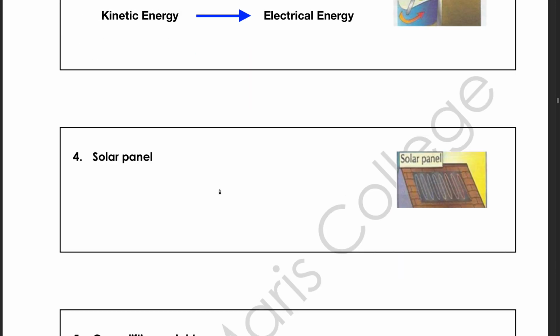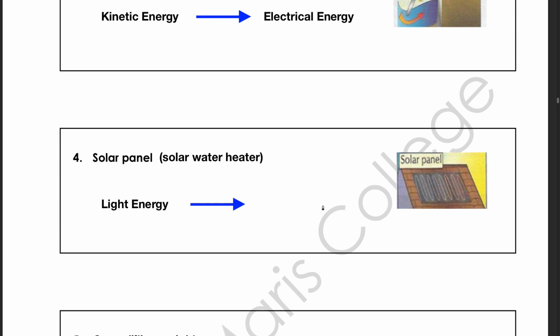Number 4. A solar panel. Now, to make sure we don't mix this up with number 1, which was that of a solar cell, we're going to refer to this as a solar water heater. Now, what does a solar water heater do? It uses the sun's rays to heat up our water. If it's going to start from the sun's rays, it has to be light energy. And since at the end we will get hot water, then the final form of energy is going to be heat energy. We may also call it thermal energy. It means the same thing.